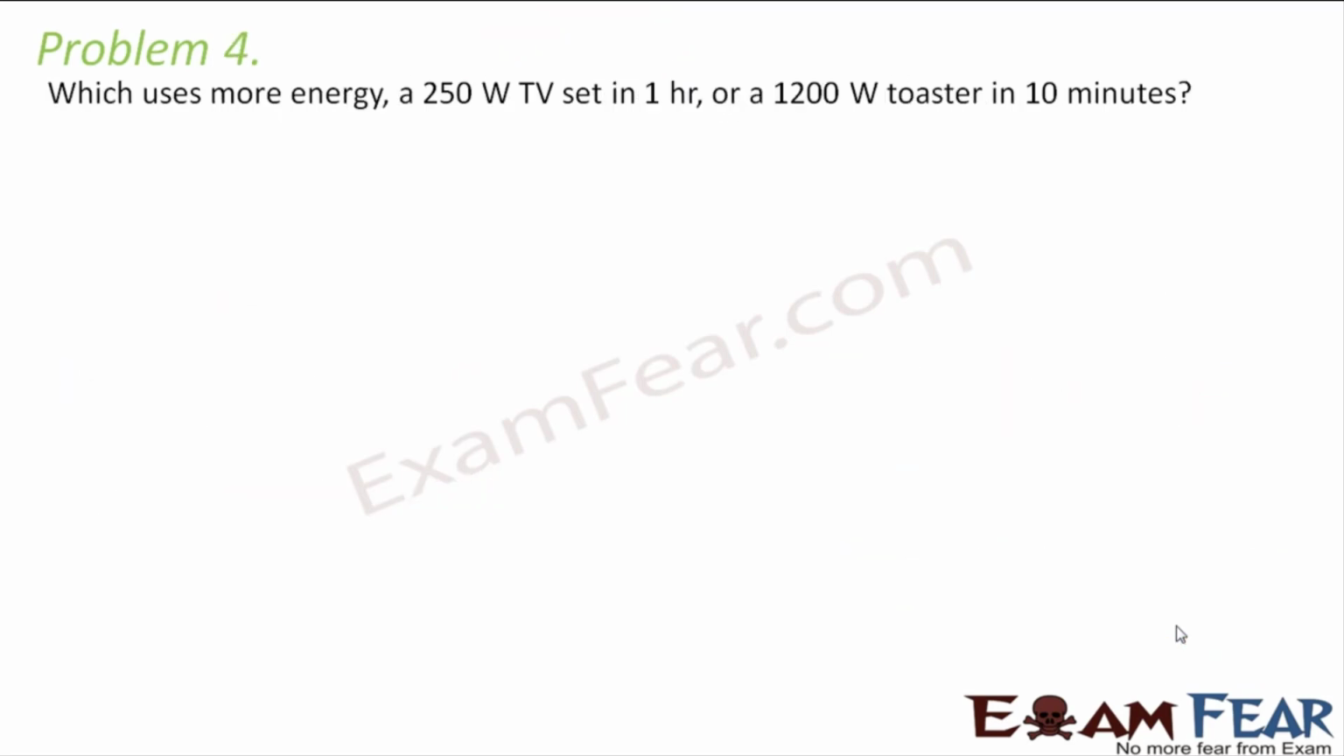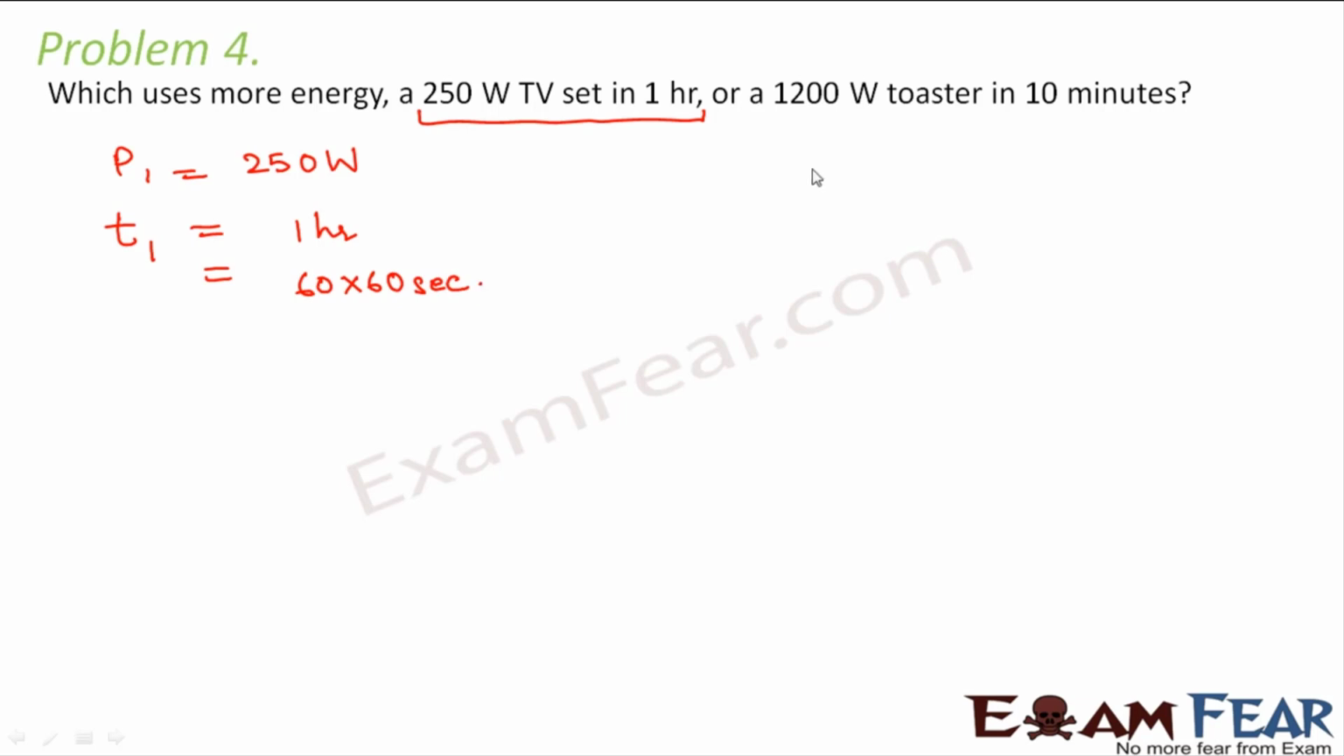Let's look at the next problem. It says, which uses more energy, a 250 watt television set in 1 hour or a 1200 watt toaster in 10 minutes? So let us try to calculate the energy for the first one. For the television set, power is given as 250 watts and time is given as 1 hour. So 1 hour would mean 60 into 60 seconds. Now for the toaster, power is given as 1200 watts and time is given as 10 minutes. So 10 minutes would mean 10 into 60 seconds.